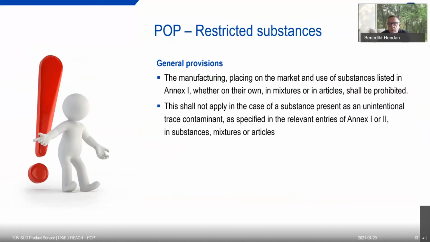There are two clauses that are important for articles. The manufacturing, placing on the market, and use of substances listed in Annex 1 of the POP regulations, either UK or EU, doesn't matter, whether on their own, in mixtures, or in articles, shall be prohibited. But there is an exemption. This shall not apply in the case of a substance present as an unintentional trace contaminant, as specified in the relevant entries of Annex 1 or 2, in substances, mixtures, or articles.